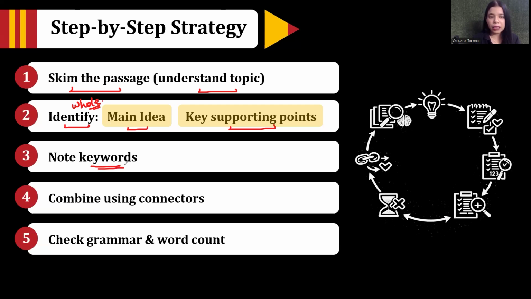Note down the main keywords or highlight them. Combine using connectors or conjunctions. Combine the main idea plus supporting ideas using connectors or conjunctions. Check your grammar and word count at the end. That's incredibly important.